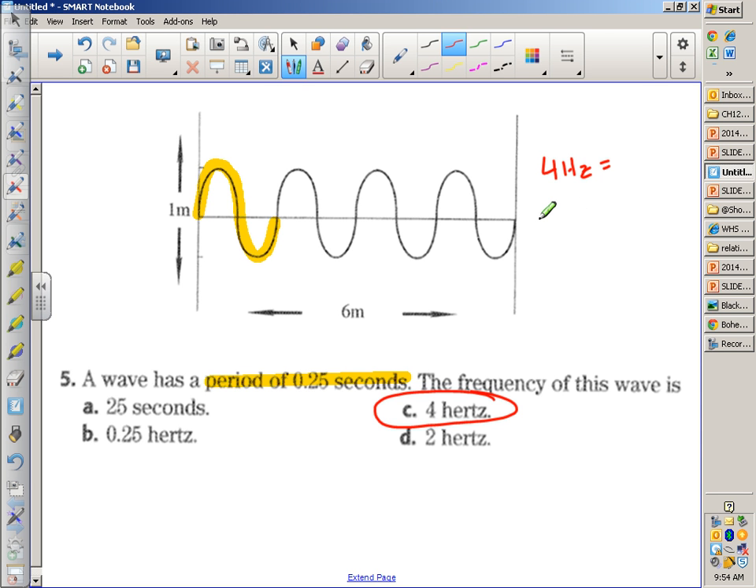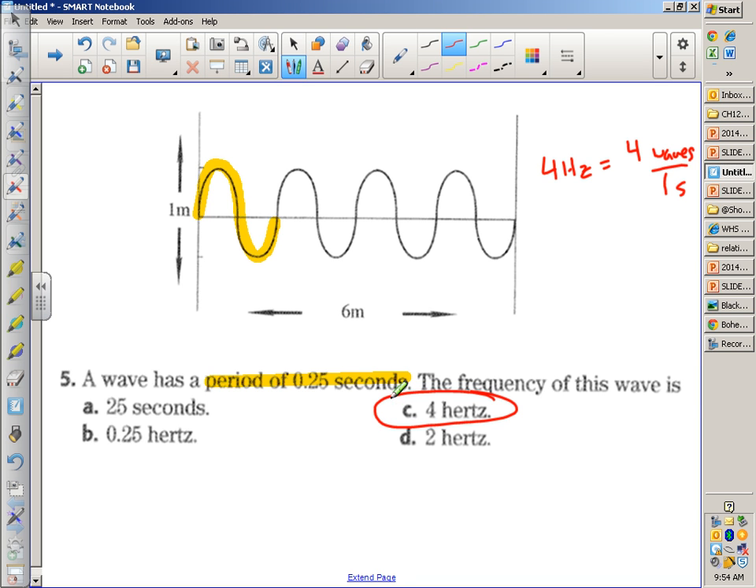Hertz is a unit that we use to represent a counting thing. So saying 4 hertz is the same as saying 4 waves every 1 second. That's what hertz means, okay? Catherine, go ahead. But how does the period of 0.25 seconds help you figure out the frequency?